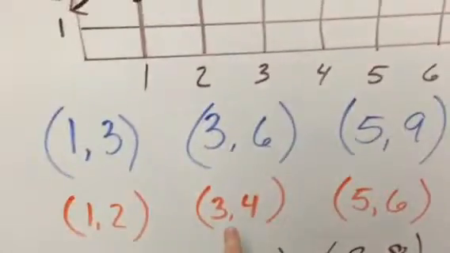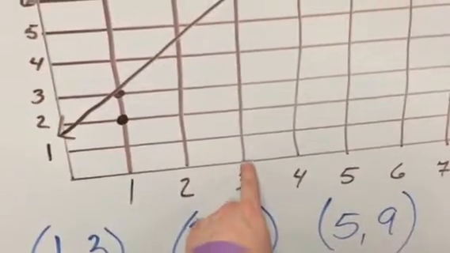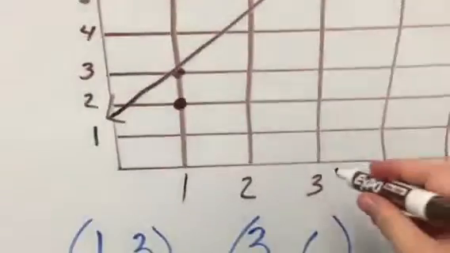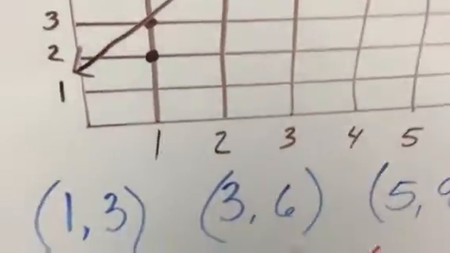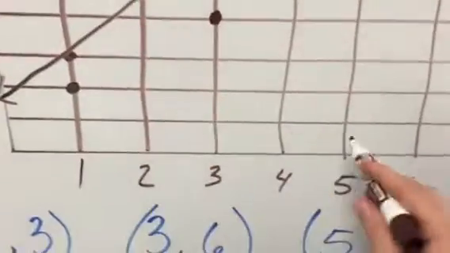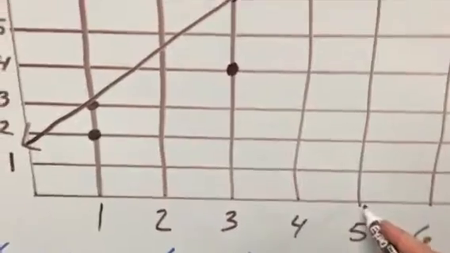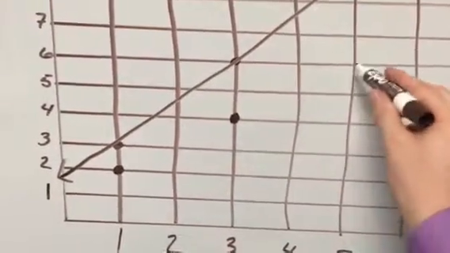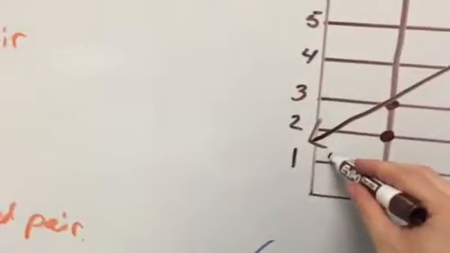The next one was 3, 4. So I go back up here, and I find 3 here, and go up to 4. So I'm going to put a point at 3, 4. And my last one was 5, 6. So again, I go on my x-axis first to 5, because 5 was the first one. And then I go up 6. So 1, 2, 3, 4, 5, 6. And then I can kind of continue that line also.